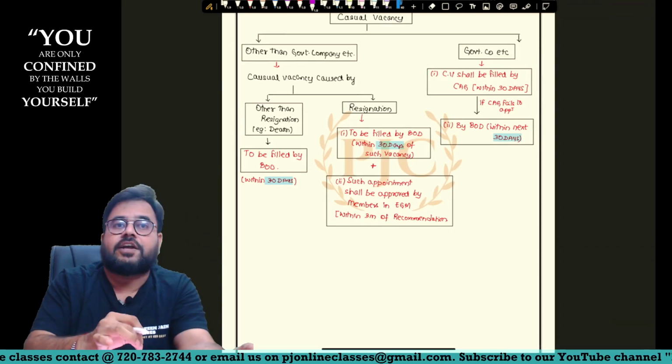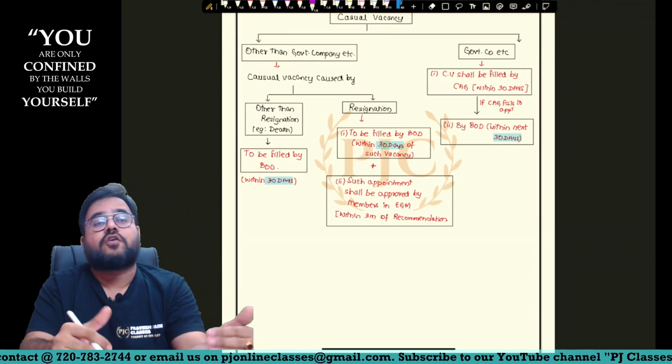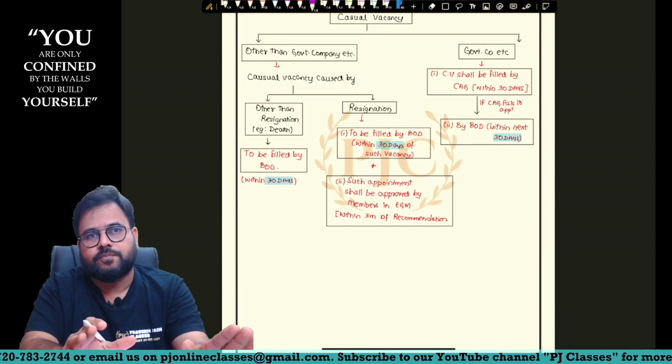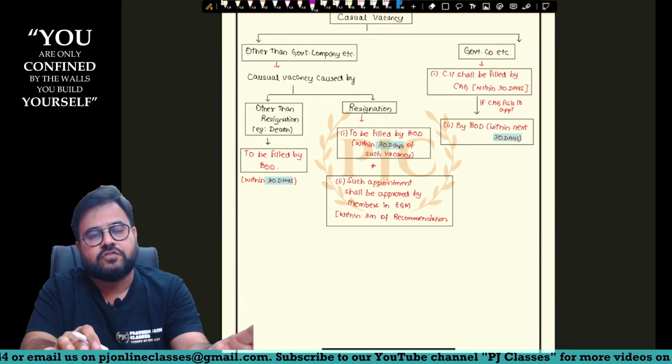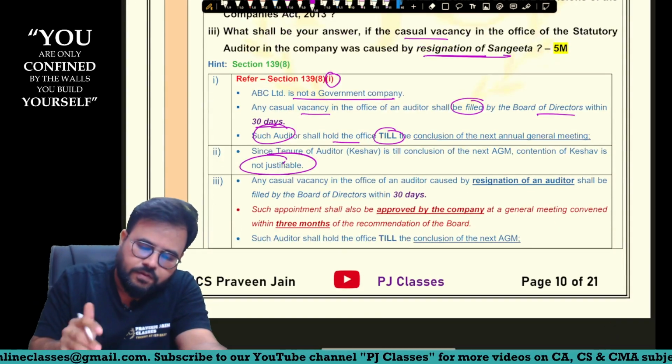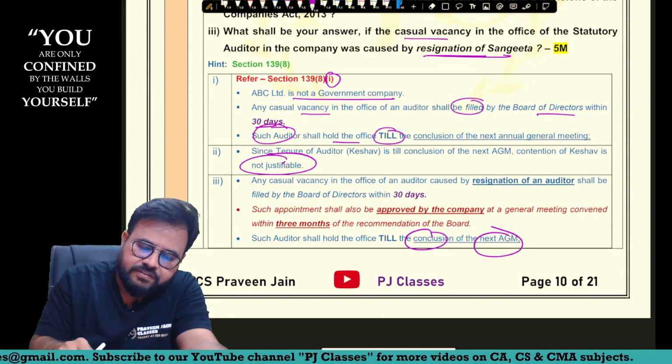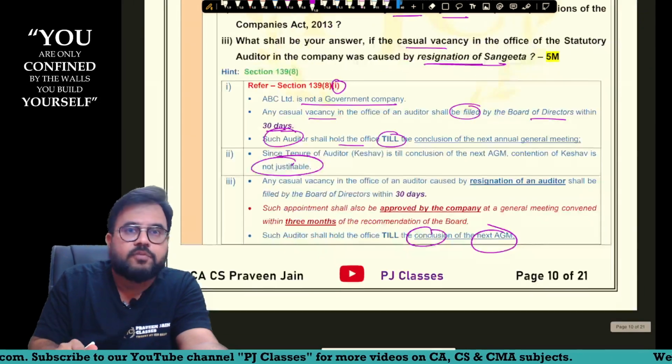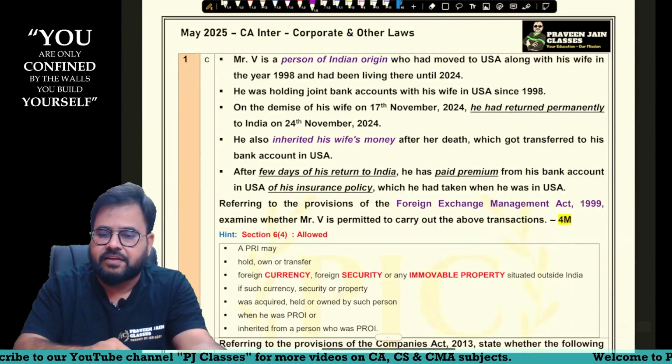And even this auditor also will not hold the office for a longer period, sir. He has to vacate his office, he has to close his office till the conclusion of that meeting, sir. Till the conclusion of the next general meeting, sir. Okay. So I hope this part is clear, sir. Very simple answer, very nice answer, sir.